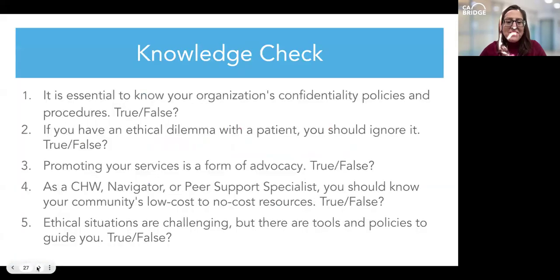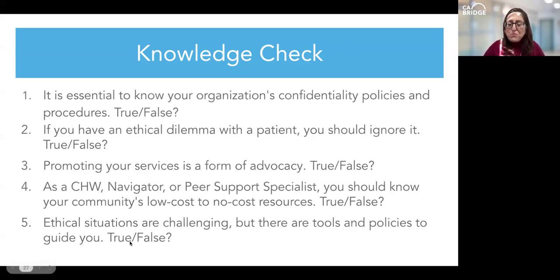Well, before we leave, here's just a knowledge check. You can answer these questions. It's essential to know your organization's policies and procedures. That's always true, you guys. You can help me in the chat here answer these. If you have an ethical dilemma with a patient, you should ignore it. What do you guys think about that one? Promoting your services is a form of advocacy. What do you think about that one? Yes, people don't know what we can offer them. You guys can save a life.